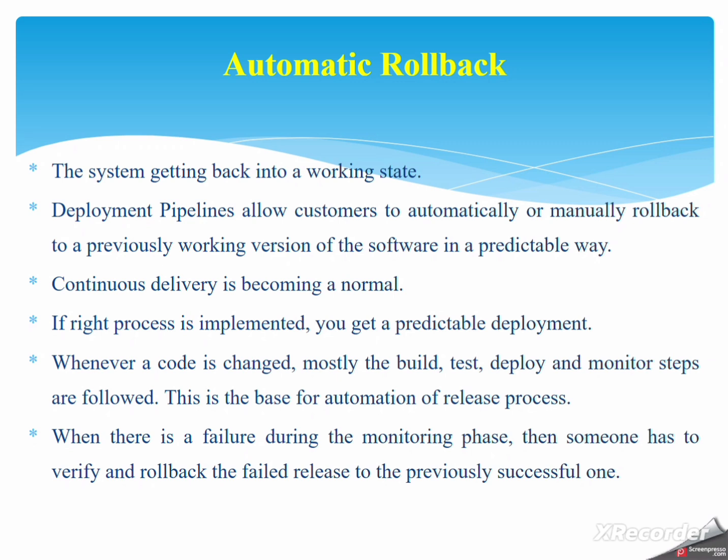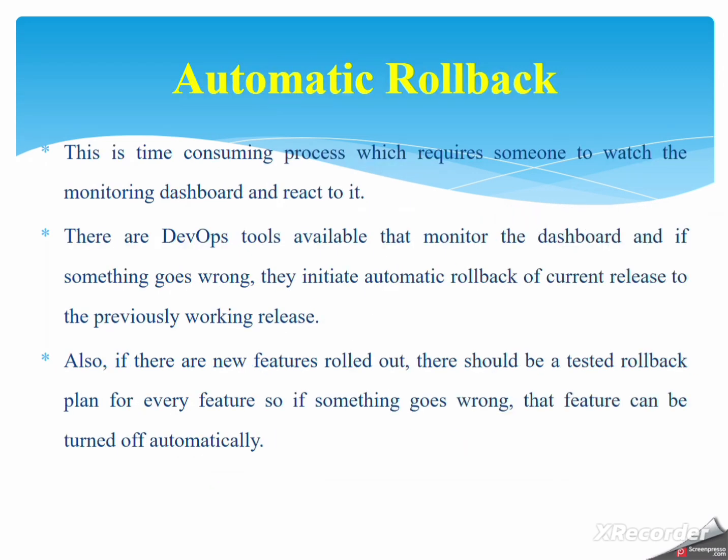In the past, if a release failed, a human had to watch a dashboard and manually revert the code. This is slow, stressful, and prone to mistakes, especially if an error occurs in the middle of the night. The solution: automated rollback. Advanced DevOps tools now monitor the health of the app for us. If they see a failure, they automatically trigger a rollback to the last stable version.